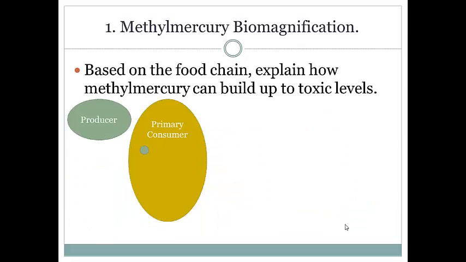Now, based on the food chain, explain how methylmercury can build up to toxic levels. So here we have our primary consumer, and this primary consumer already has 1 unit of food energy. And on the first day, this primary consumer is going to go around and eat 10 units of food energy. At the end of each day, we lose 90% of that food energy as heat to the environment. So we ate 10 units of food.